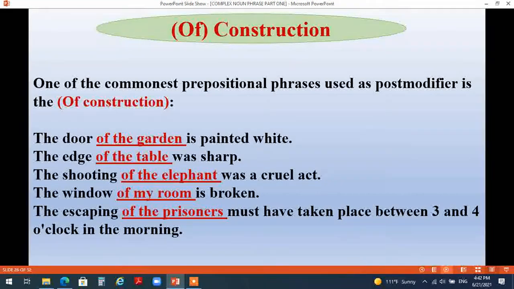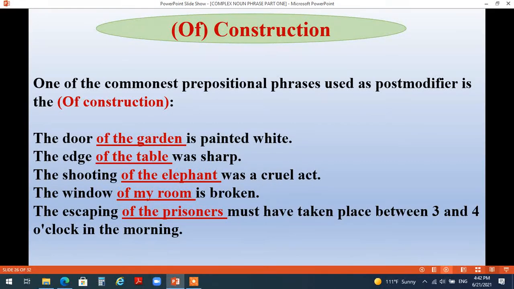Also we have what is called the of construction, another type of prepositional phrase which is used in post modification. One of the commonest prepositional phrases used as post modifier is the of construction. It is used widely as a post modifier.